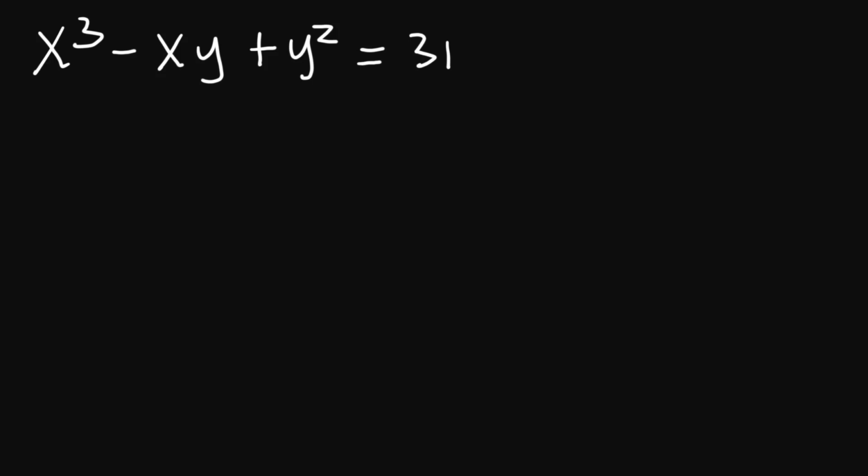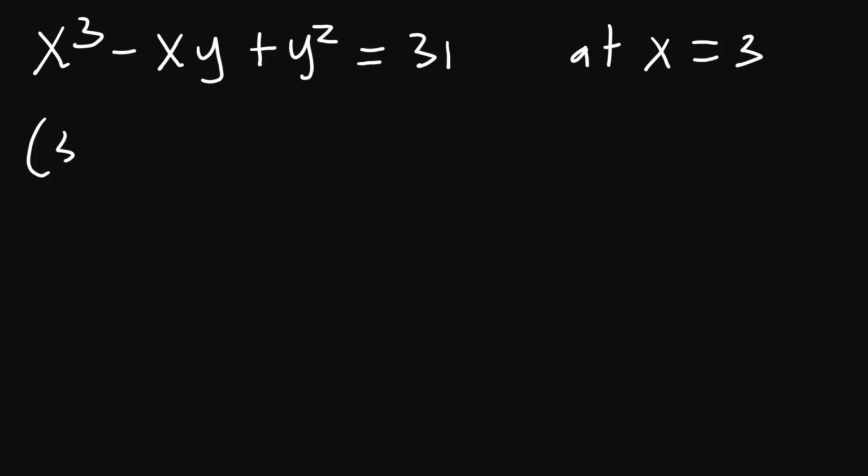Let's look at another example. Let's say we have x to the power of 3 minus xy plus y to the power of 2 equaling 31 at x equals 3. Once again, let's start by finding the values of y and the slope m. To find the value of y, we need to plug in x into our equation.